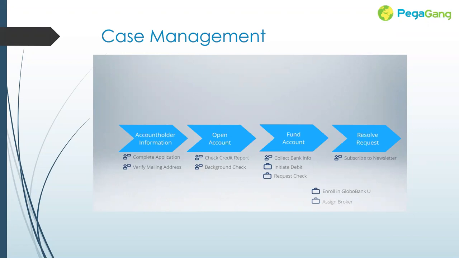So here, whenever the person wants a mailing address change, we will straight away go to account holder information, which becomes very easy instead of navigating to everything. This is good in Pega.